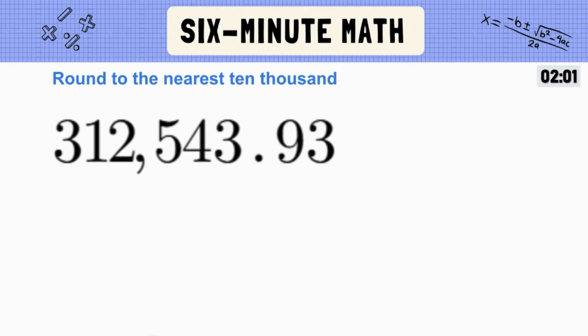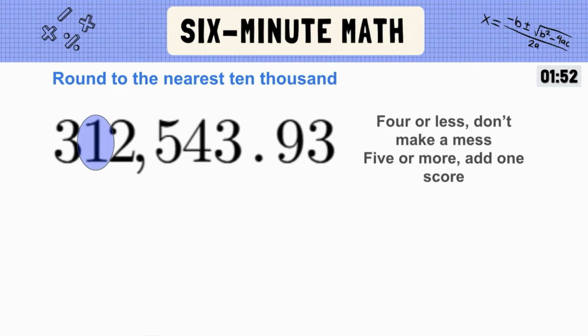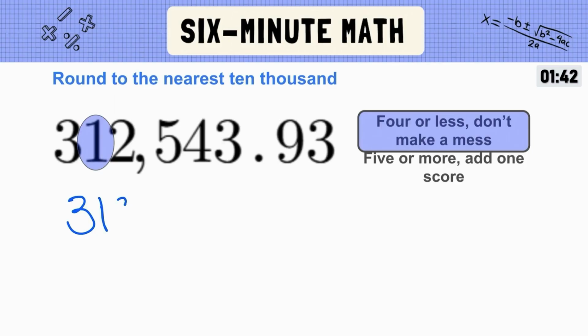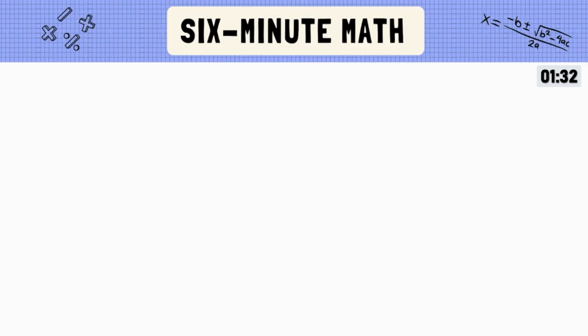Let's round to the nearest 10,000. So in this case, I have my 1 in my 10,000s position, and I know that it is a 4 or less with the neighbor, so I'm not going to make a mess by keeping it with a 1, and the rest of the number fills in to zeros for 310,000.